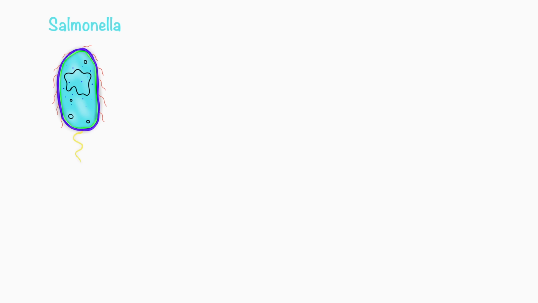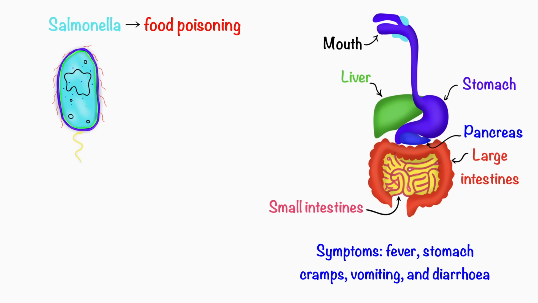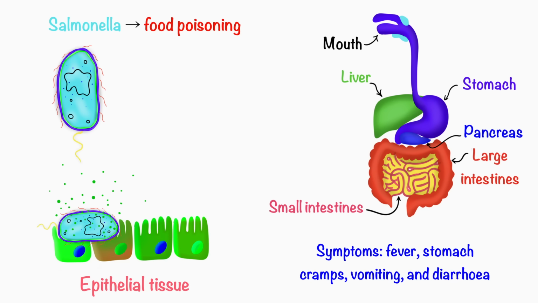Now let's move to bacterial diseases. Salmonella is a type of bacteria that causes food poisoning. People infected with salmonella experience fever, stomach cramps, vomiting, and diarrhea. These symptoms usually appear within a day or two of infection. These symptoms occur because the bacteria produce toxins that irritate the digestive system.